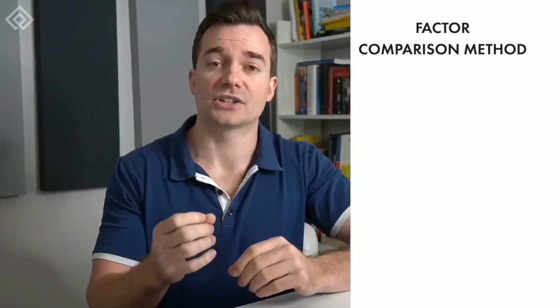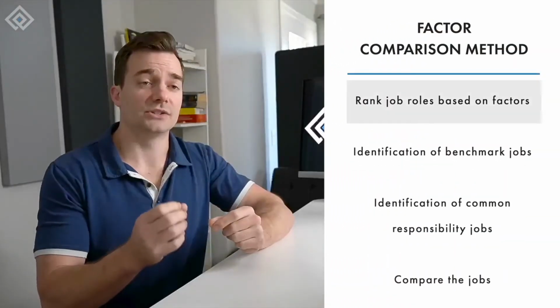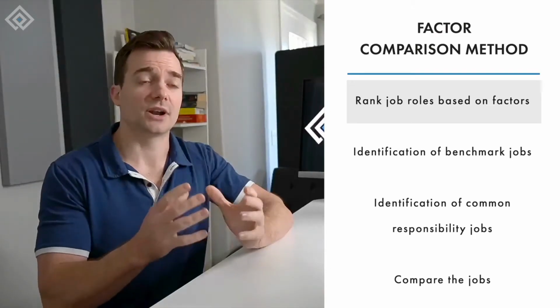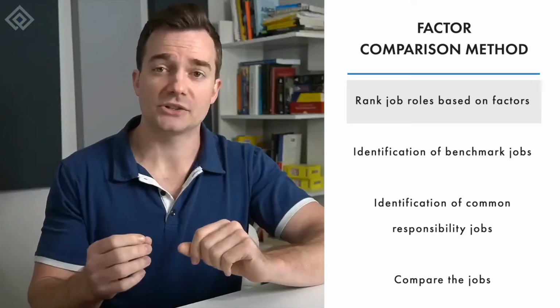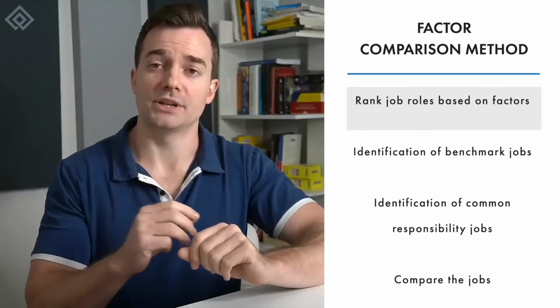And then a total number is calculated for each job. The second quantitative method we'll discuss is the factor comparison method. It's a scientific method designed to rank job roles based on a breakdown of factors rather than the role as a whole. The factor comparison method contains several steps to complete it.